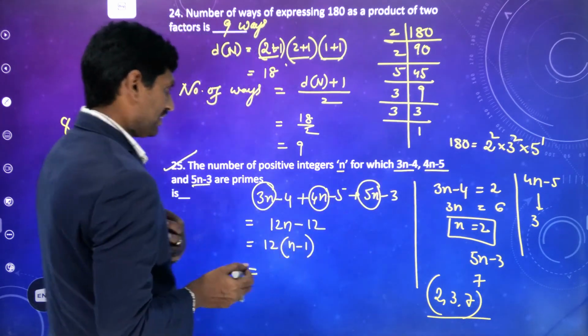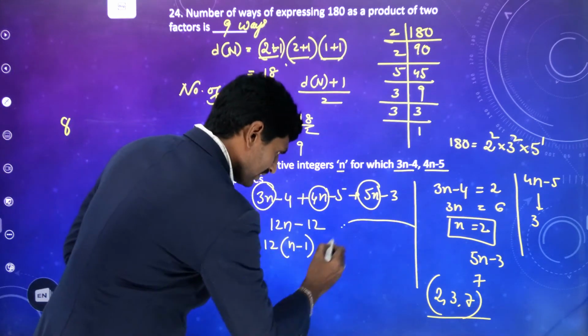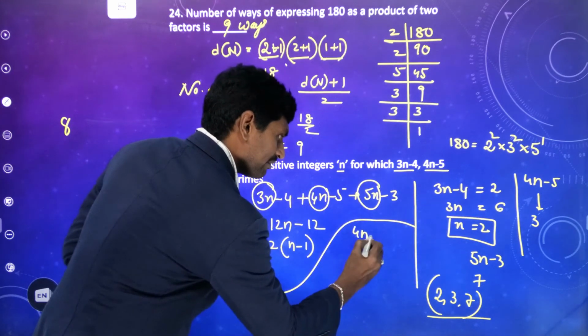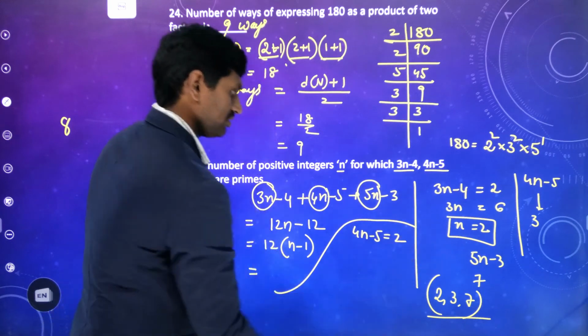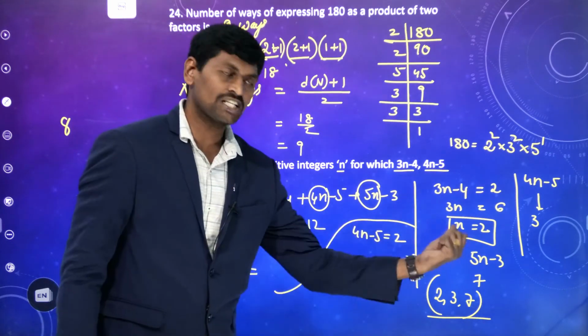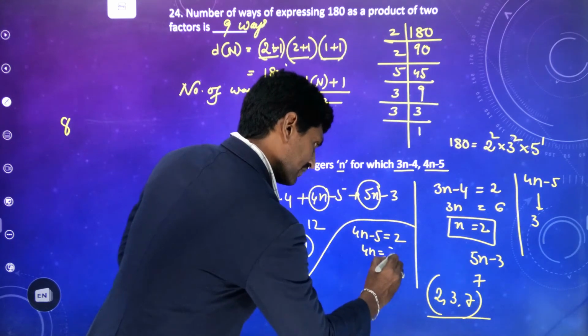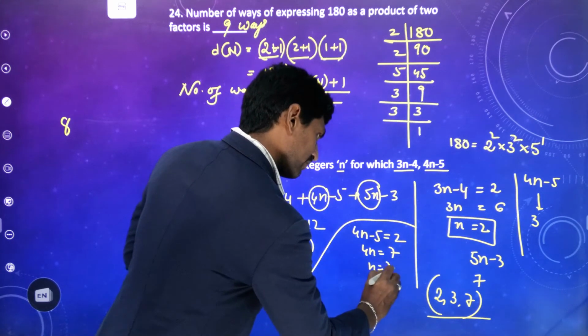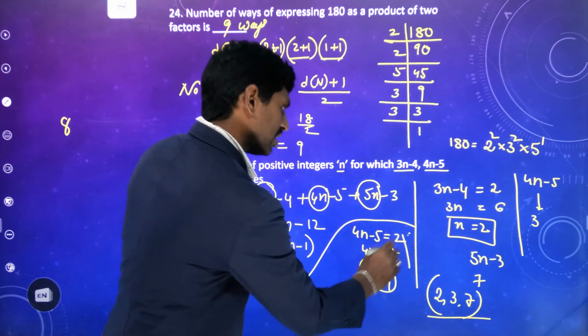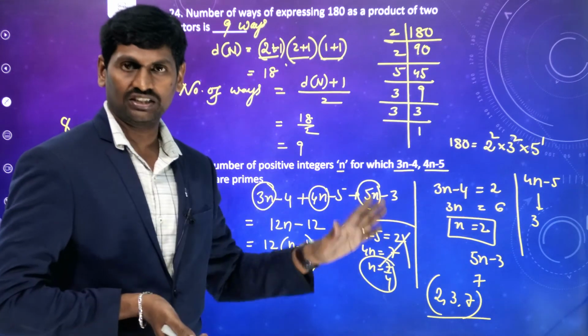Let us take second one. This time I am checking 4n minus 5 is 2 or not. Minus 5 transpose that side plus 5. So 2 plus 5, 7. N value 7 by 4. 7 by 4 is not an integer. It is not work out. We are not taking it.